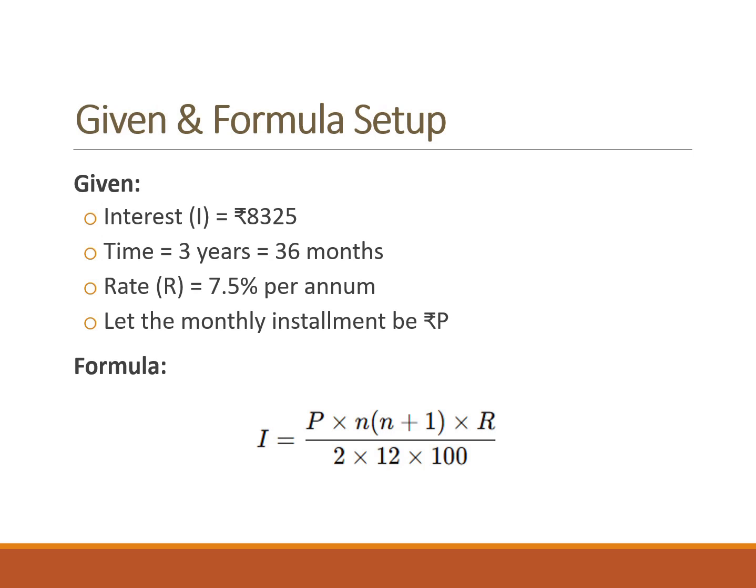Let's note the given data. The interest is 8,325 rupees, the time is 3 years or 36 months, and the rate of interest is 7.5% per annum. Let the monthly deposit be P rupees. We'll use the standard recurring deposit interest formula. Interest equals P times n(n+1) times R divided by 2 times 12 times 100.